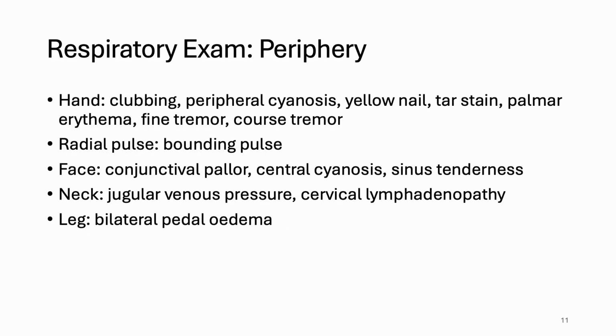The peripheral examination specifically for the respiratory system should start by looking at the hand for clubbing, peripheral cyanosis, yellow nails, whether there's a tar stain, whether there's palmar erythema, fine tremor or coarse tremor, or what we know as a flapping tremor. On the radial pulse, you should look for a bounding pulse of CO2 retention.